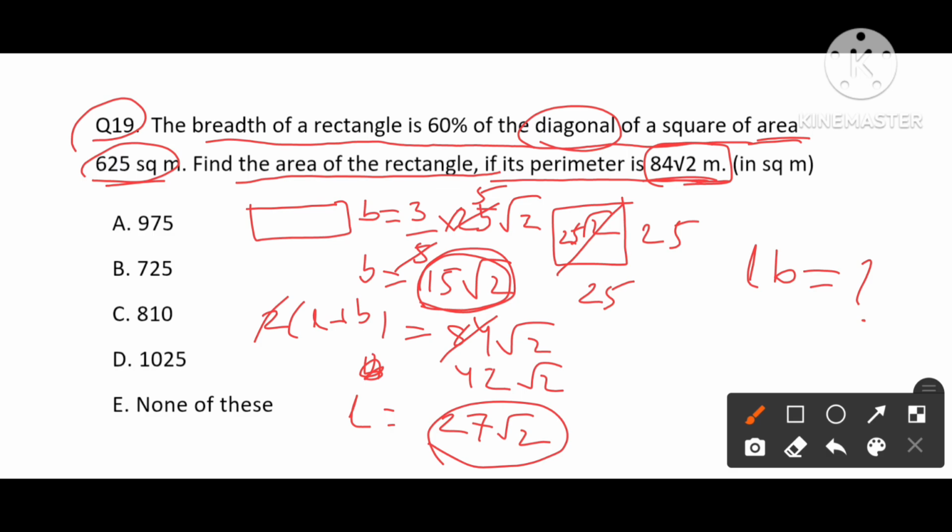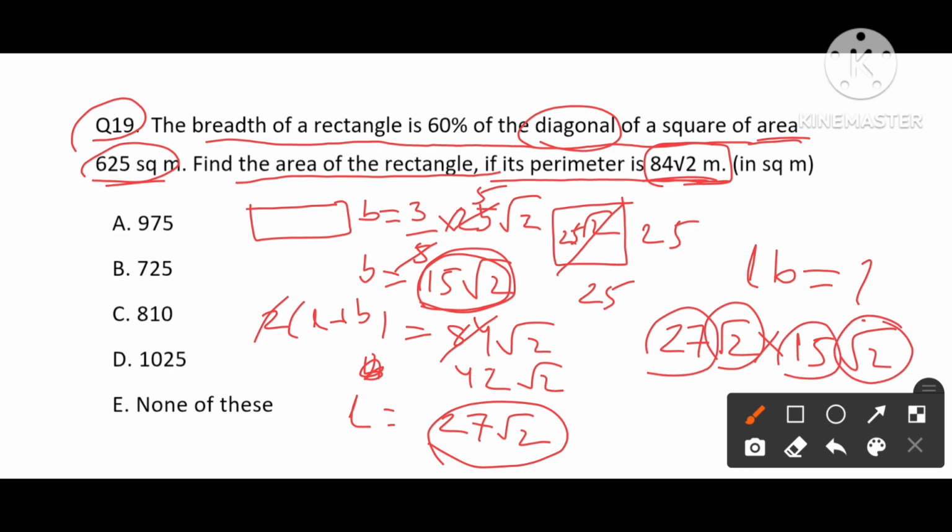Now the question asked is L into B. So L into B means 27 root 2 into 15 root 2. Root 2 into root 2 will be 2. 15 times 2 will be 30. 30 into 27 will be 810. So the answer will be 810. Answer option C is our answer.